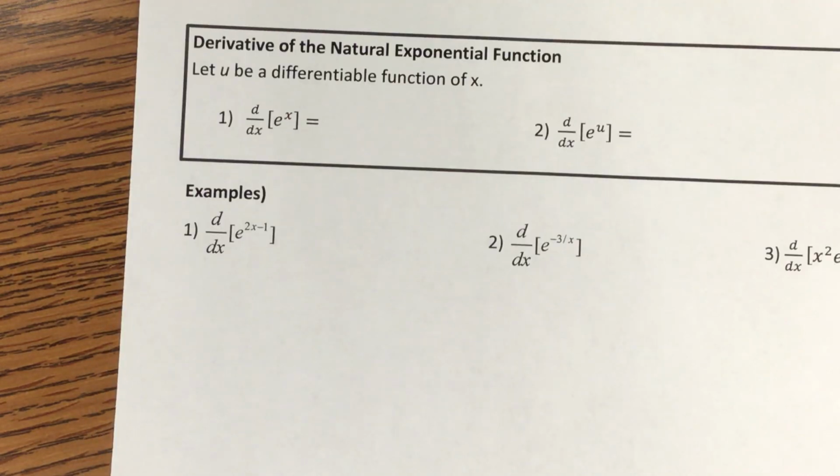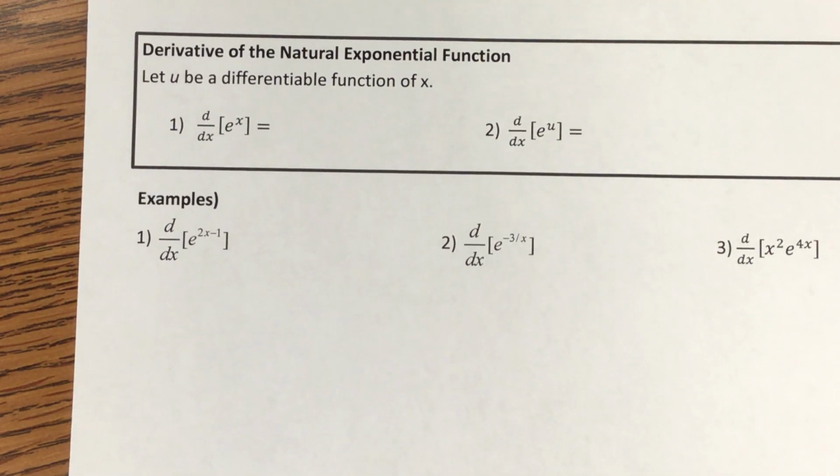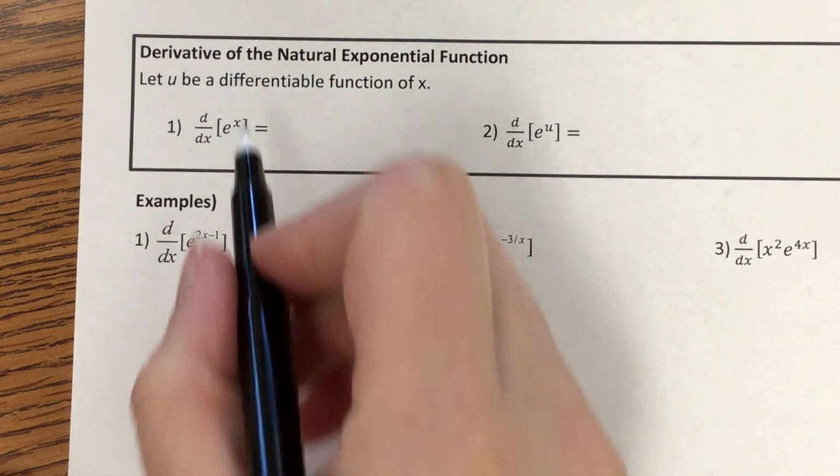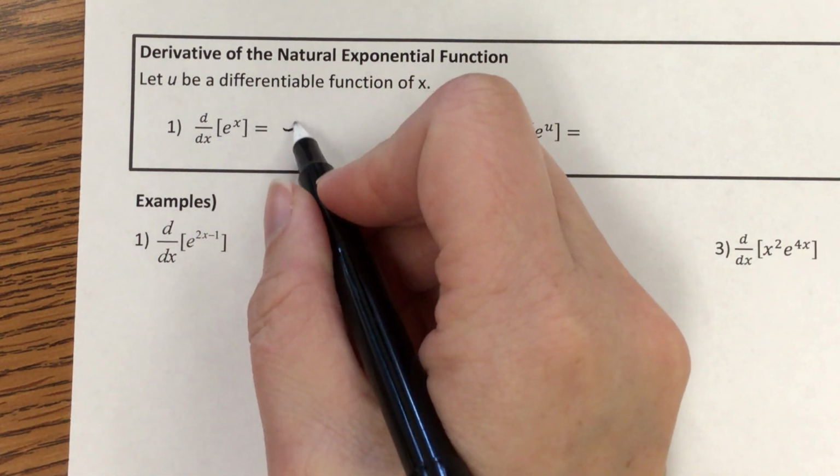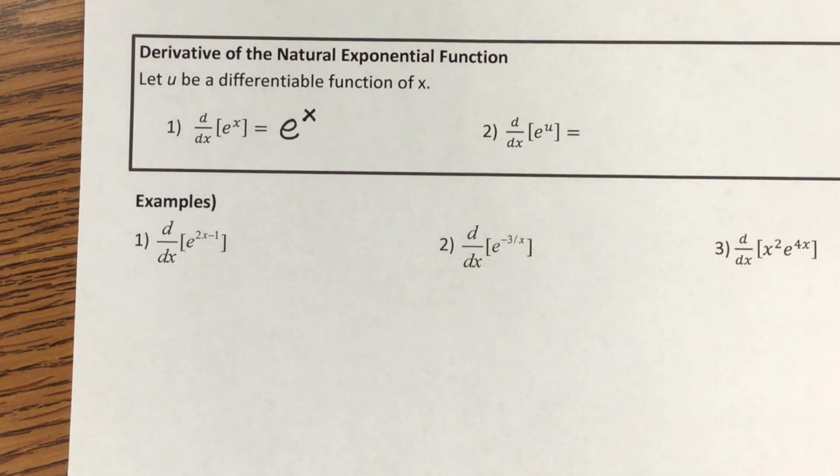The derivative of the natural exponential function. This derivative is going to make you very happy because it is super duper easy. E to the x's derivative is just e to the x. Yay.